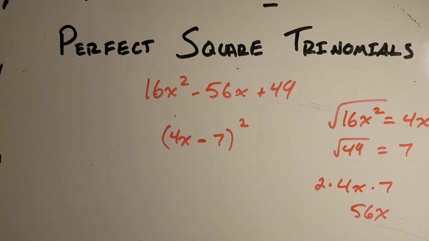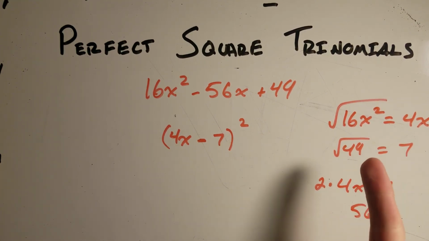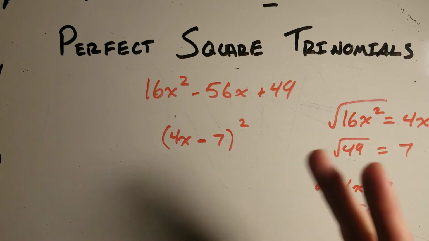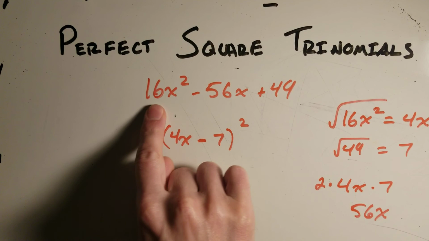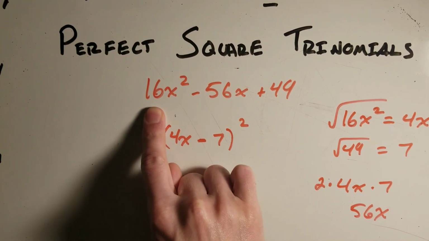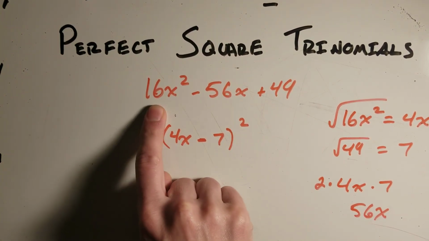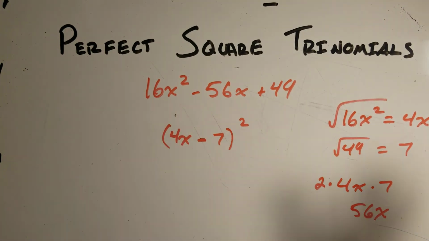Okay, so now we have a new method to go along with GCF, our trinomials with leading coefficient of 1, difference of squares. Now we can check for a perfect square trinomial if we have a leading coefficient that's not 1. And in the future, we'll talk about how to factor if the leading coefficient is not 1 and it's not a perfect square trinomial.